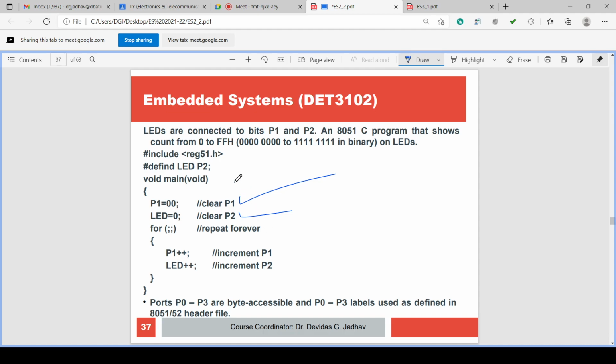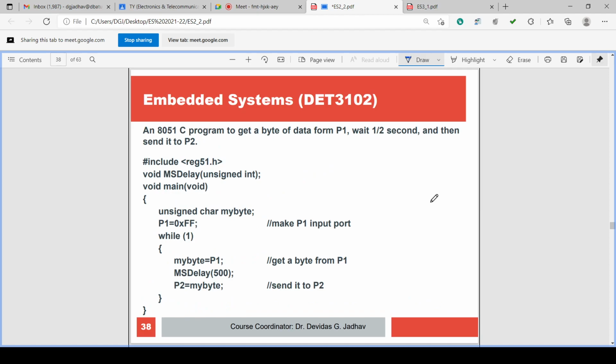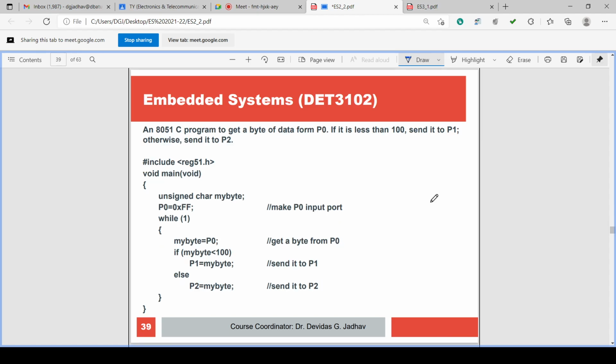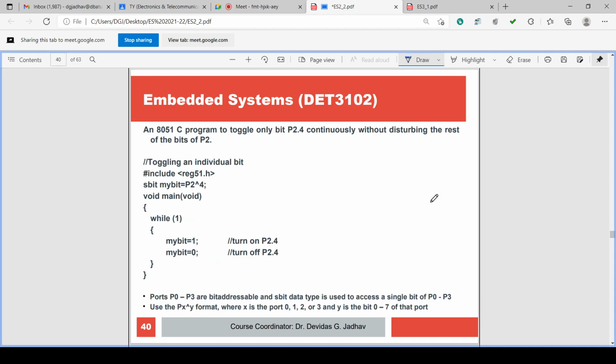So we have to define the LED variable as P2. This we have seen. Then data from P1 is taken, wait for half a second, and the same data is sent on P2. This program we have discussed. Then a byte of data is taken from P0. It is checked for less than 100 or greater than 100. If it is less, it is sent to P1. If it is greater than 100, it is sent to P2. Like that, decision making is there.